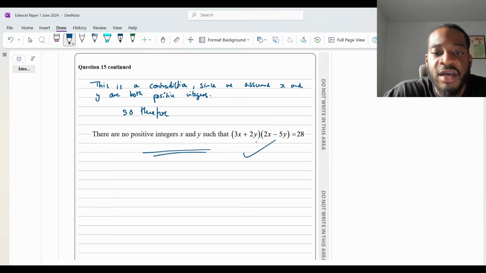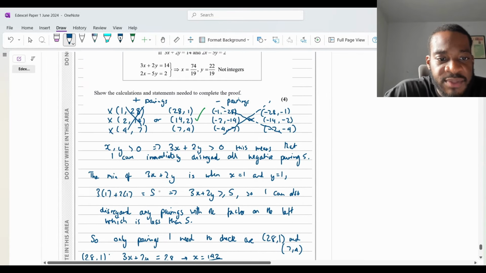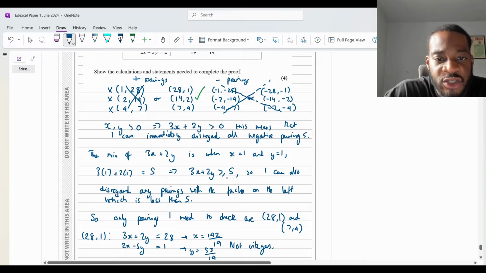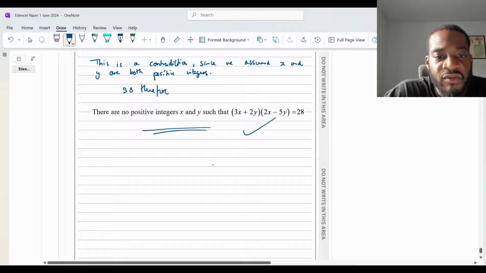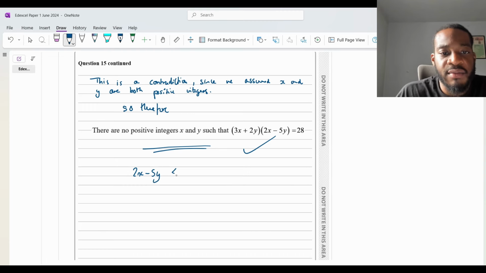You're done, right? Another thing that I realized when I was doing this is, when you inspect this, we know that 3x plus 2y is greater than or equal to 5, right? 2x minus 5y is going to be smaller than that, isn't it? Let me just do a little caveat. So we know that 2x minus 5y is going to be smaller than 3x plus 2y, isn't it? Because 3x is bigger than 2x, right? So we know that part is fine.